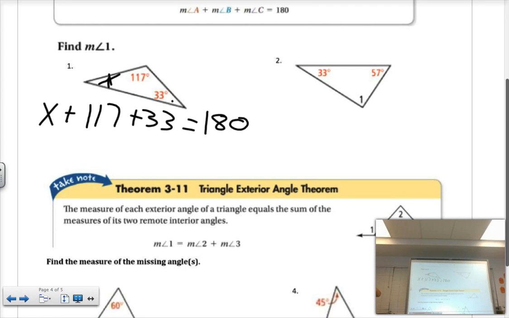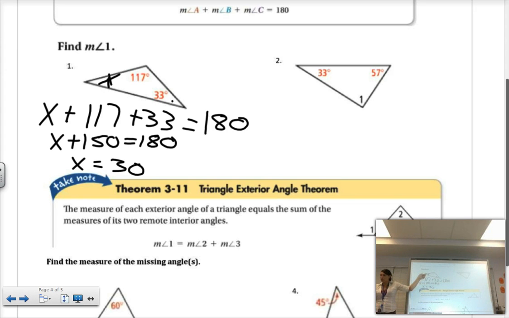Now I'm going to simplify and simply solve for X. So 117 plus 33. I don't have a calculator. Somebody help me out. X plus 150 equals 180. So what does X equal? 30. Okay, so the measure of this angle is 30 degrees. Right? Okay, you try number 2.